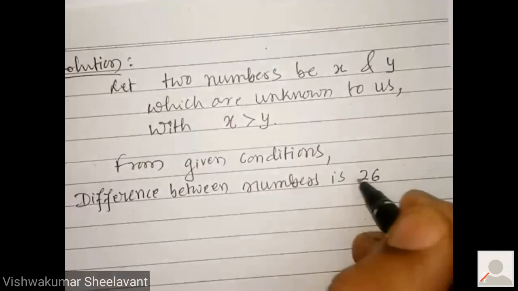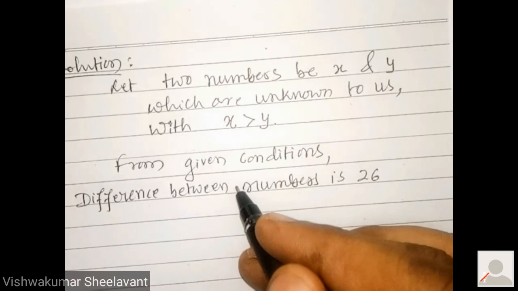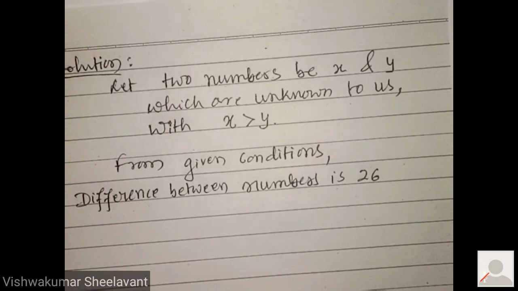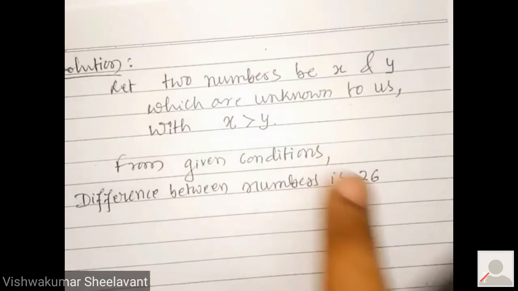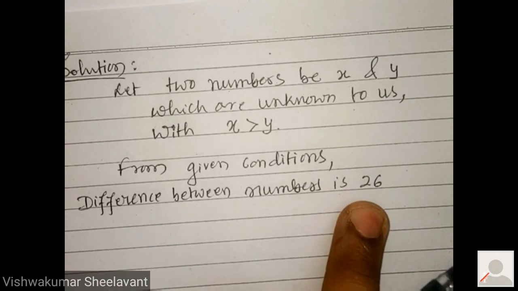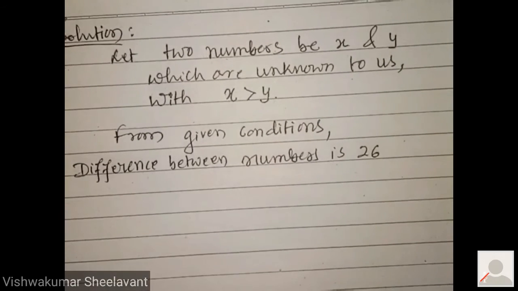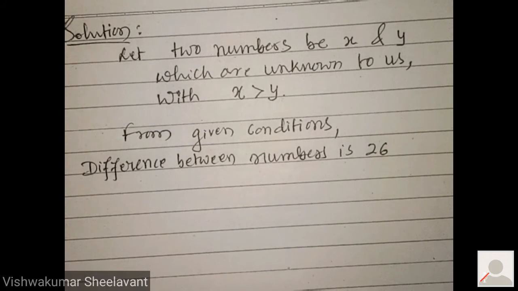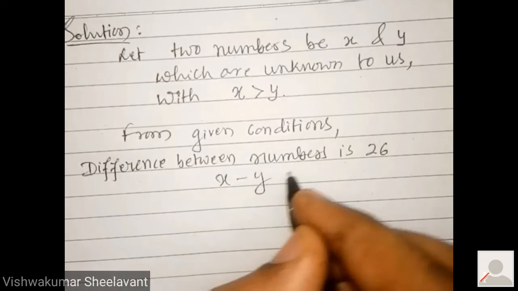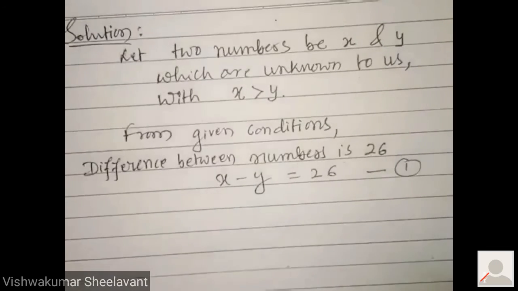If they give minus 26, then you have to take y minus x. This also you have to understand. Here difference is positive, so big number minus small number. If difference given is negative, then you have to take small number minus big number. All problems will not be same. There may be small difference. You have to identify what is that difference. x minus y equal to 26. Call this as first equation.